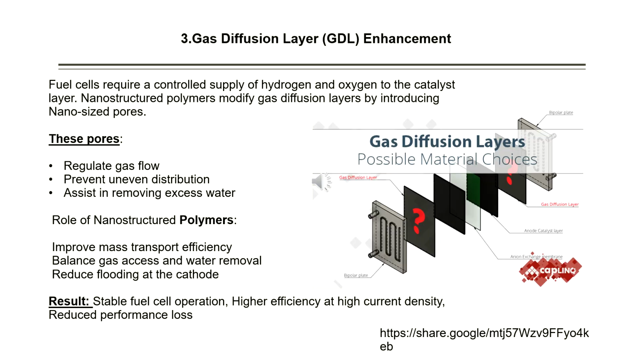The third application is gas diffusion layer enhancement. Fuel cells require a controlled supply of hydrogen and oxygen to the catalyst layer. So nanostructured polymers modify gas diffusion layers by introducing nano-sized pores. The challenge is that hydrogen and oxygen must reach reaction sites efficiently and produced water must be removed. So the role of nanostructured polymers here is they will be used in gas diffusion layers or coatings that control gas flow at the nanoscale, and these pores will regulate the gas flow, prevent uneven distribution, and assist in removing the excess water.